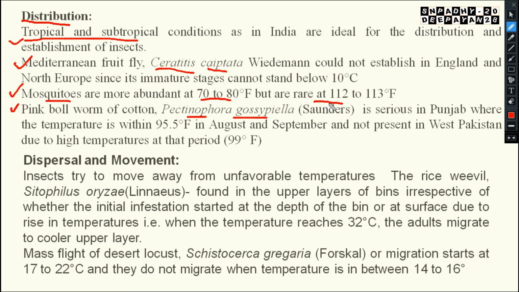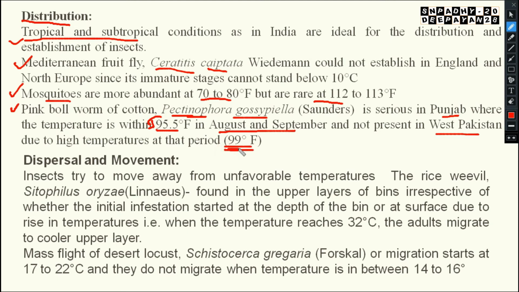Coming to the first, that is season. In August and September, two conditions are there. At Punjab the temperature will be 95.5 degrees Fahrenheit, but in West Pakistan it will be 99 degrees Fahrenheit. But this Pectinophora has some preference towards 95 as compared to 99.